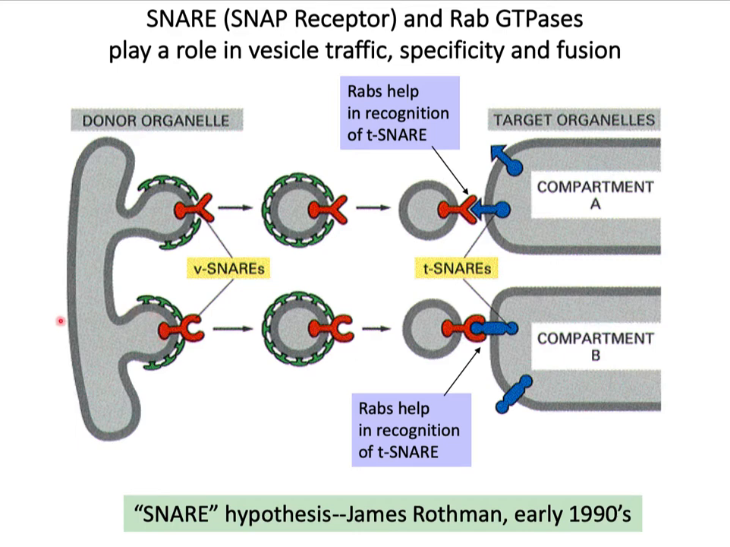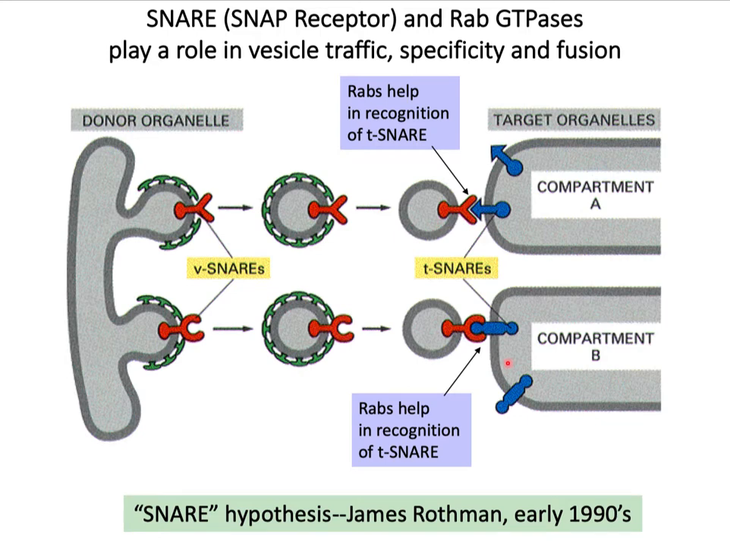There are actually two classes of SNAREs. One is known as the V-SNAREs, for vesicle SNAREs, and they become associated with the vesicles that are forming from the donor organelle. When these vesicles pinch off, those V-SNAREs are part of the vesicle. They travel with the vesicle towards the fusing organelle. At the target organelle, you have the other class of SNAREs known as the T-SNAREs, which stands for target SNAREs. The T-SNAREs interact with the V-SNAREs to help the vesicle fusion event.